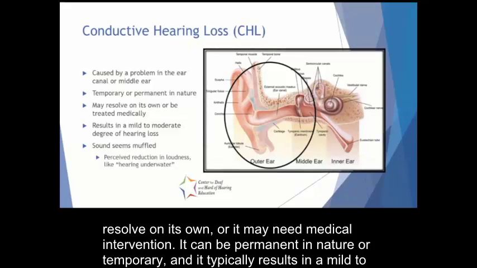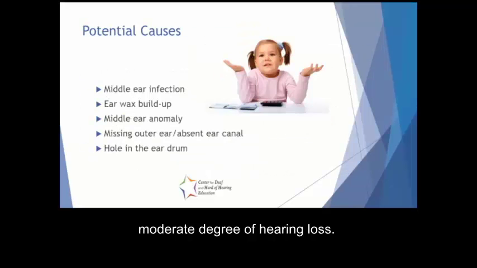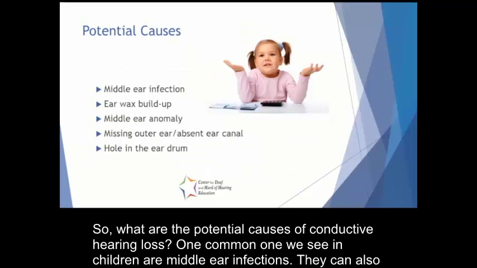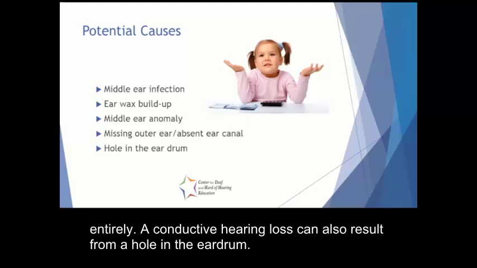It can be permanent in nature or temporary, and it typically results in a mild to moderate degree of hearing loss. So what are the potential causes of conductive hearing loss? One common one we see in children are middle ear infections. They can also have earwax buildup, where earwax is plugging up the ear canal. They can have a middle ear anomaly, or they can be missing their outer ear entirely. A conductive hearing loss can also result from a hole in the eardrum.